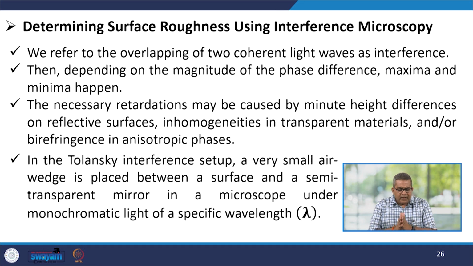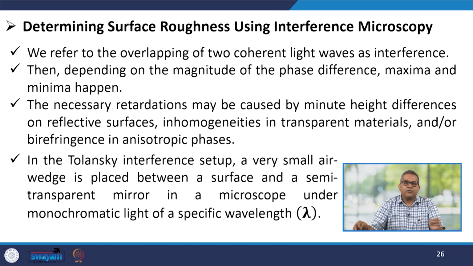Now, determining the surface roughness using interference microscopy. We refer to the overlapping of two coherent light waves as interference. Then, depending on the magnitude of the phase difference, maxima and minima happen. The necessary retardation may be caused by minute height differences on reflective surfaces, inhomogeneities in transparent material, and birefringence in anisotropic phases.